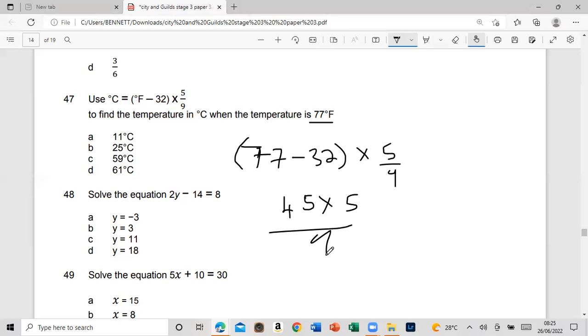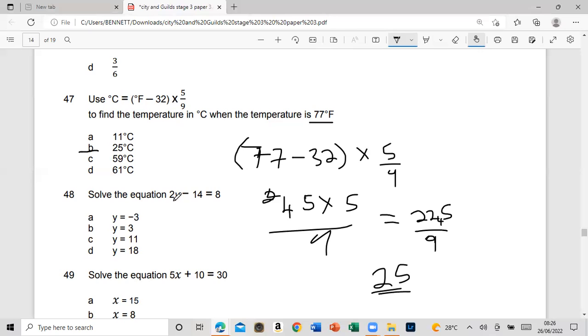Alright, so let's go. 5 5s are 25, 5 4s are 20, and that's 225. And then divide by 9. 9 2s are 18, so that's 2. 18 from 22 leaves 4. So that's 25 is our answer.